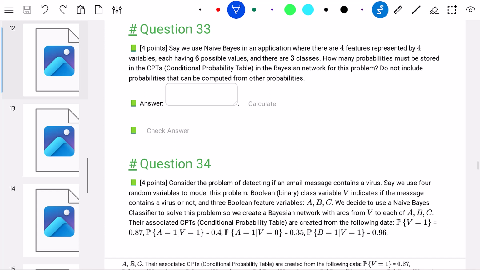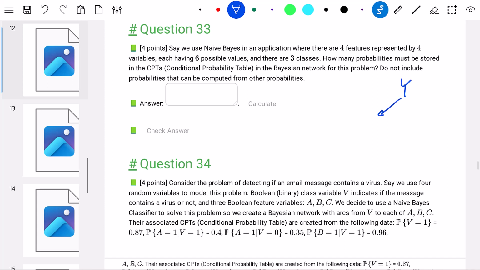This is x3, past exam 3, question number 33. Here we have a naive Bayes, and we're treating it as a Bayesian network. That's a special case of Bayesian network, and the question is asking for the number of conditional probabilities we need to store in the CPT, conditional probability table. So let's first draw the Bayesian network.